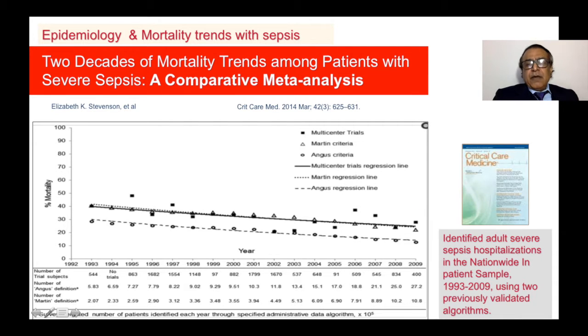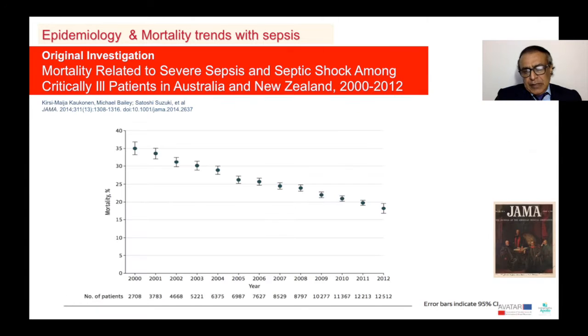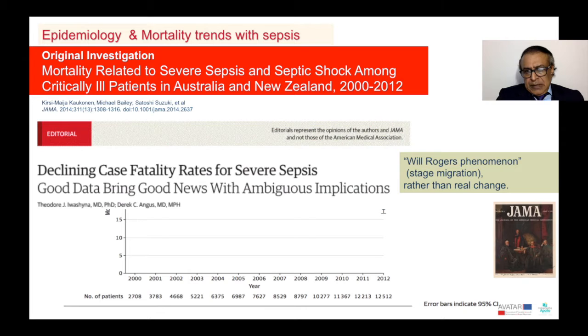Similar kinds of data from the Martin criteria and Angus criteria, which are used for the assessment of sepsis in insured patients, or the trending from multi-center clinical trials, particularly the regression analysis of these trials from the US, has also started showing a similar trend. And a very similar trend has been observed from Australia and New Zealand. But there's a serious caveat around this particular observation.